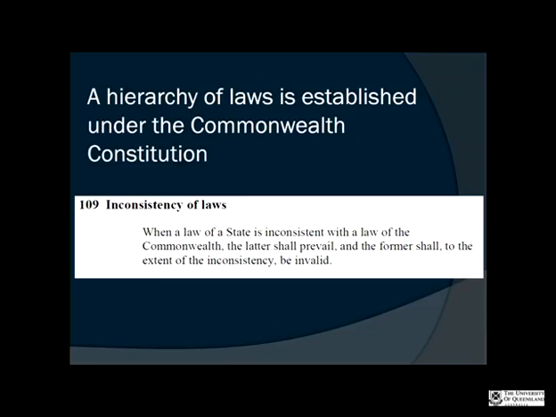You'll remember that there's a hierarchy of laws under the Commonwealth Constitution, so if a state law is inconsistent with a law of the Commonwealth, then the Commonwealth legislation will prevail over the law of the state. And it will mean that to the extent that it's inconsistent, that state laws will be considered by the courts to be invalid and of no effect.